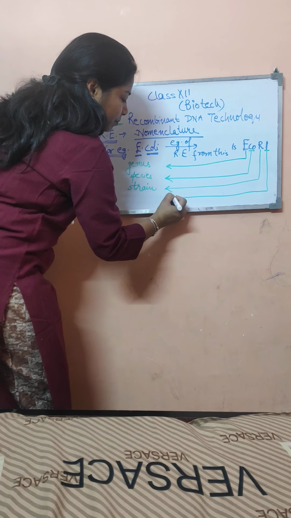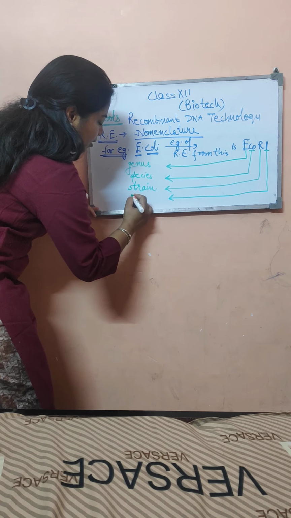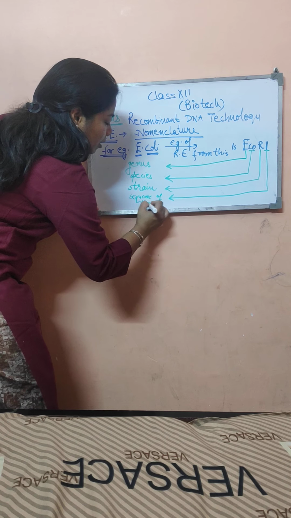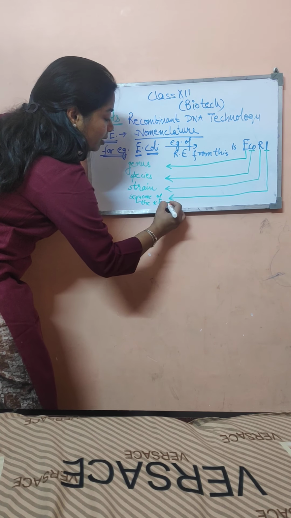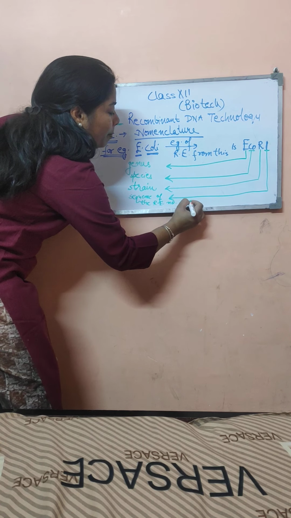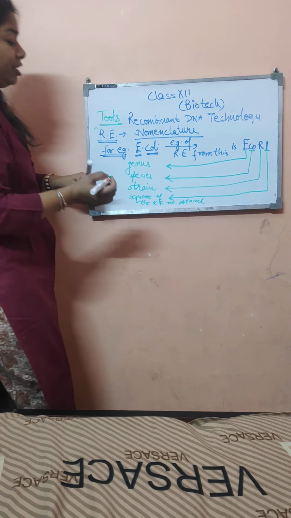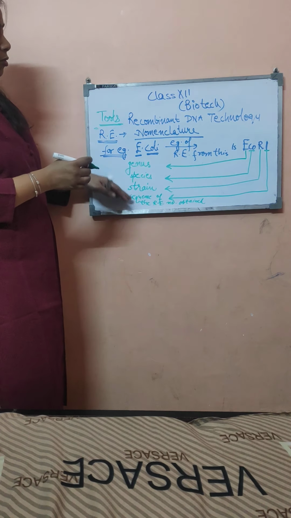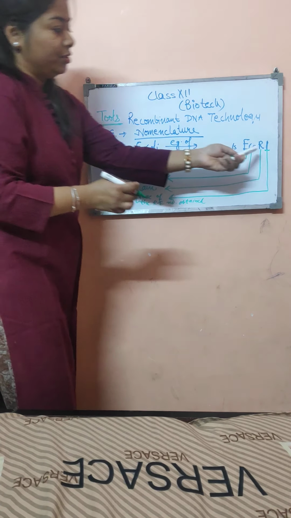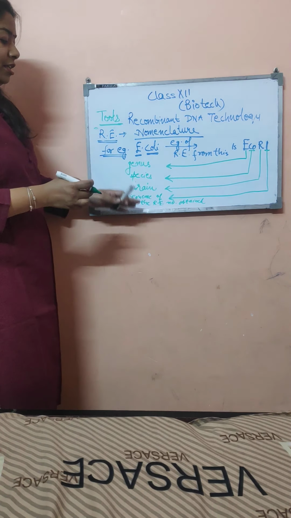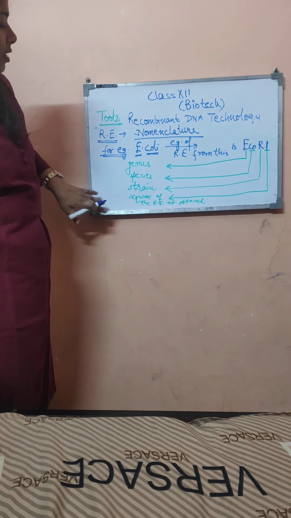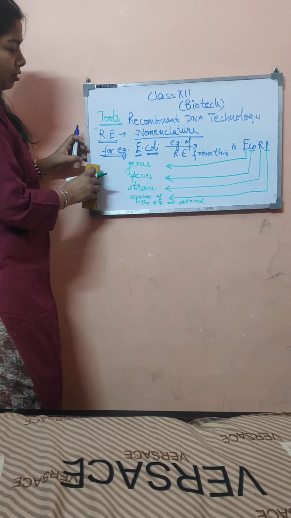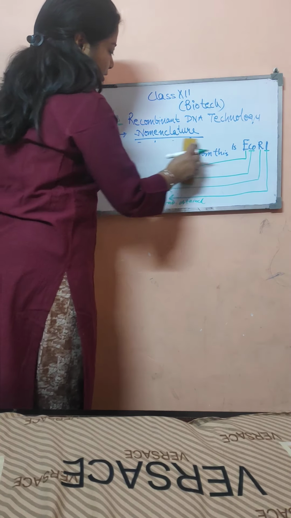And what is this one? This is the sequence of the restriction endonuclease number obtained. It means how many restriction endonucleases we have already obtained from this particular bacteria. If it is one, this means this is the first restriction endonuclease which we got from this particular bacteria. So this is all about the nomenclature of the restriction endonuclease.